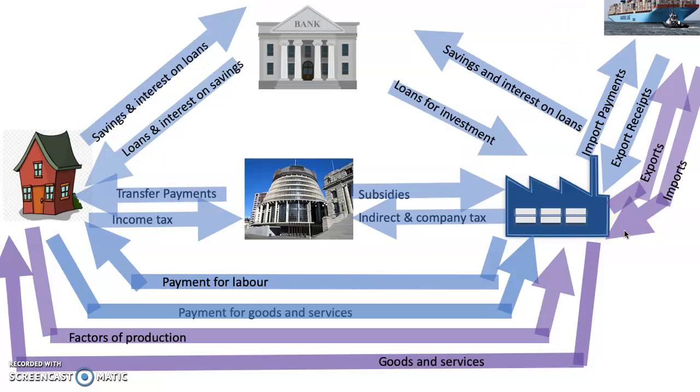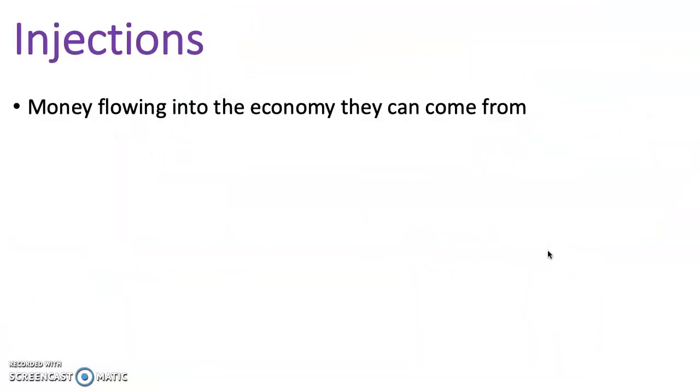Now we're looking at how these blue arrows, how we can change the amount that's going around in them. And this is called injections or withdrawals. So an injection is money flowing into the economy. So it's not money that's already going around, it's new money coming in. That can come from 3 ways. We can get investment spending.